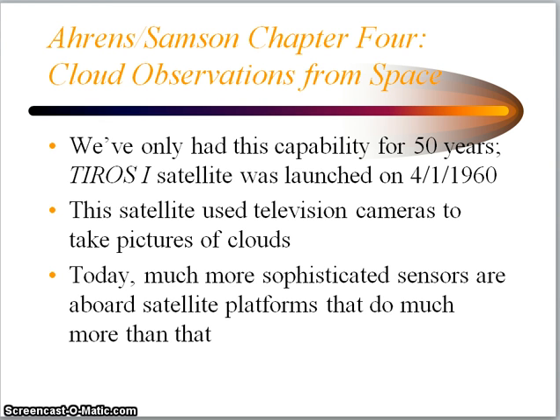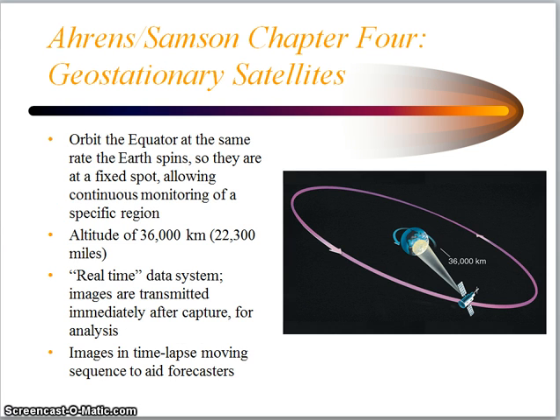Today, we have much more sophisticated sensors aboard those satellite platforms that do much more than just take pretty pictures of clouds. There are two basic kinds of weather satellites. One is called a geostationary satellite.